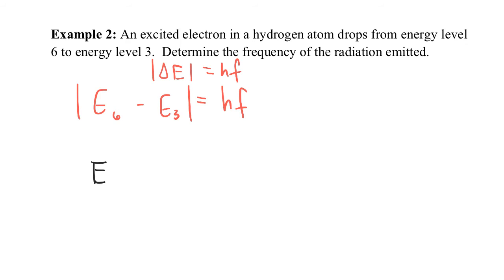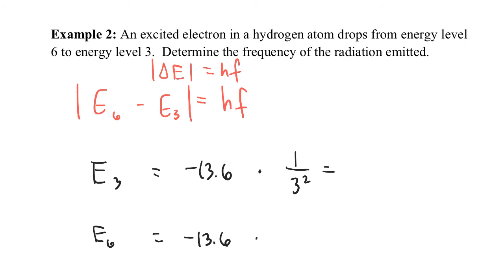So to get energy level 3 and energy level 6, negative 13.6 times 1 over 3 squared, so pretty much a ninth of that, and negative 13.6 times 1 over 6 squared, so a 36th of that number. Can you give me some numbers for these, please?